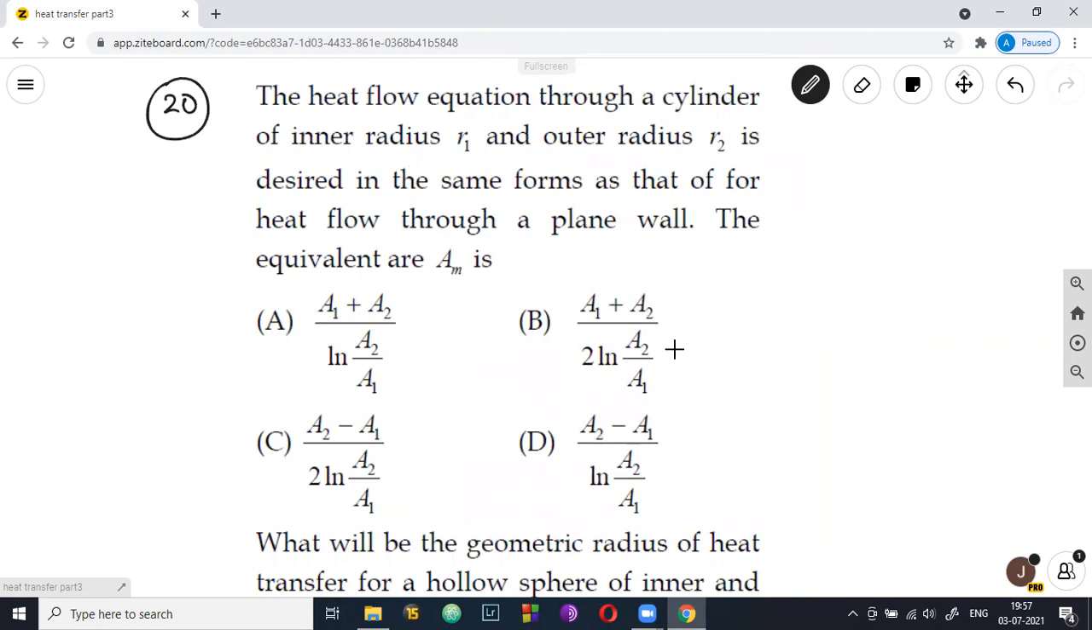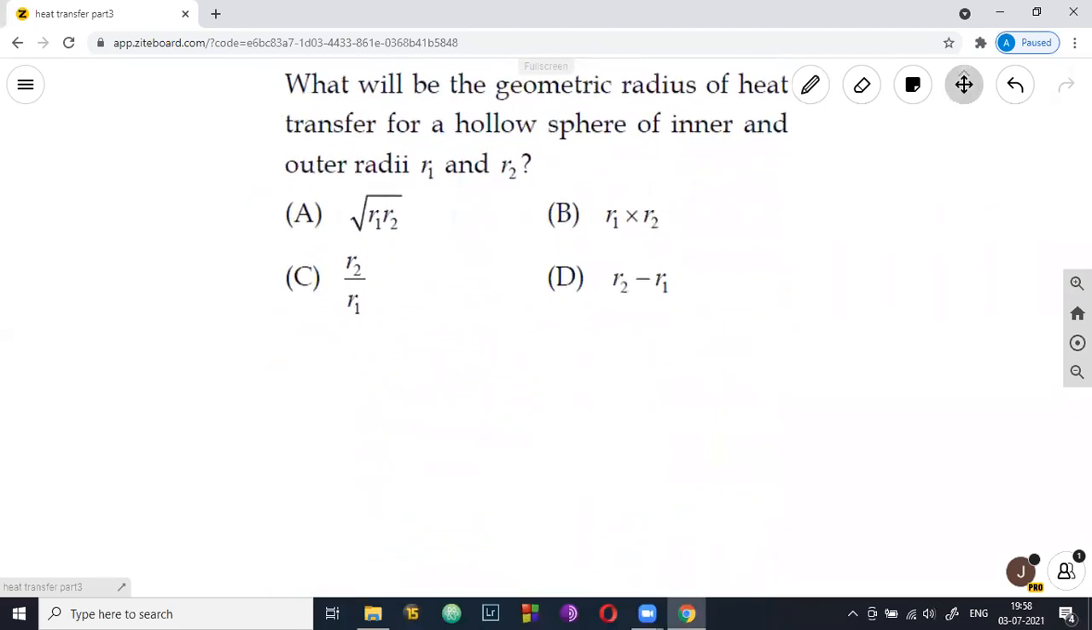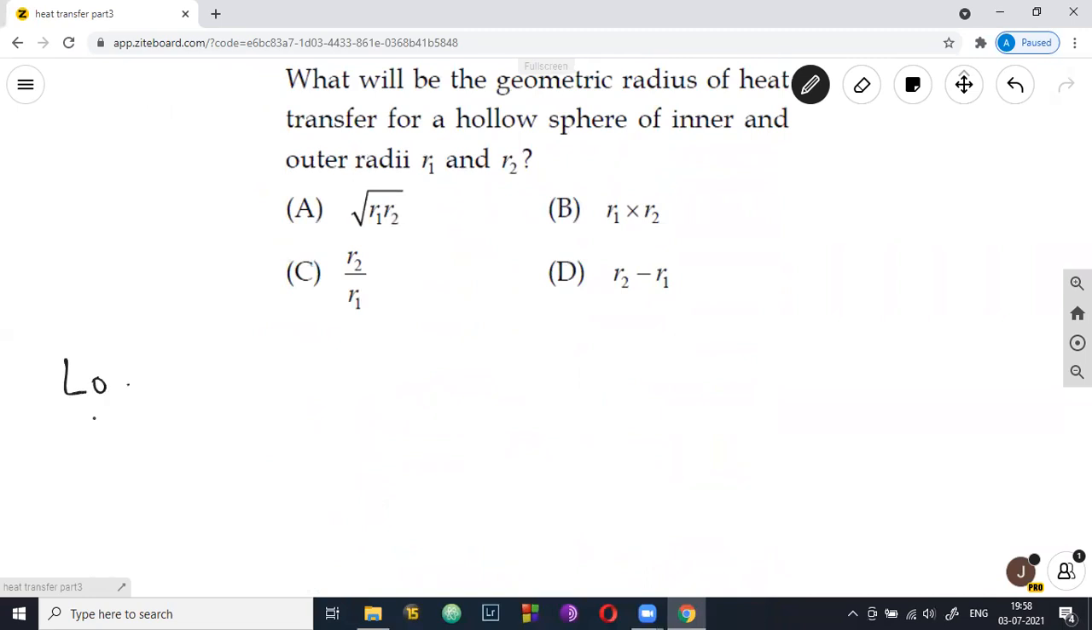The heat flow equation through a cylinder of inner radius R1 and outer radius R2 is desired in the form as that for a heat flow through a plane wall. The equivalent A_m is. Now this was actually discussing a theory. We call this the logarithmic mean area of a cylinder, or logarithmic mean area of a cylinder.